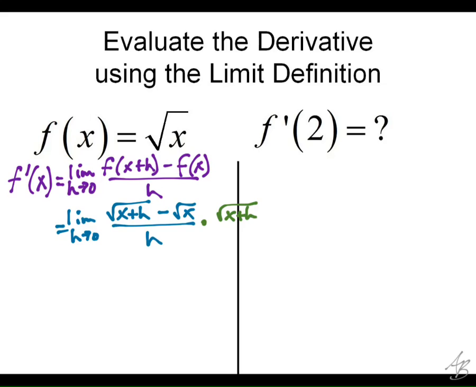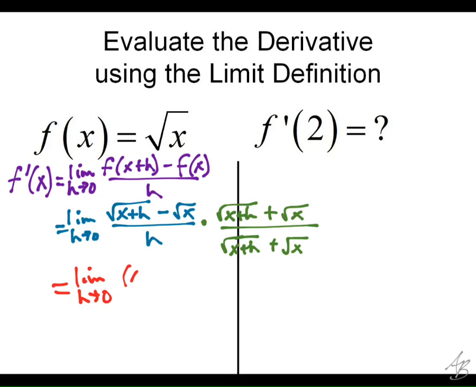The conjugate, the square root of x plus h plus the square root of x over the square root of x plus h plus the square root of x. And so what's going to happen in the numerator then is we're going to have x plus h, the square root of x plus h squared, which is x plus h, minus the square root of x squared, which is x. And that's all going to be over h times that conjugate, the square root of x plus h plus the square root of x.